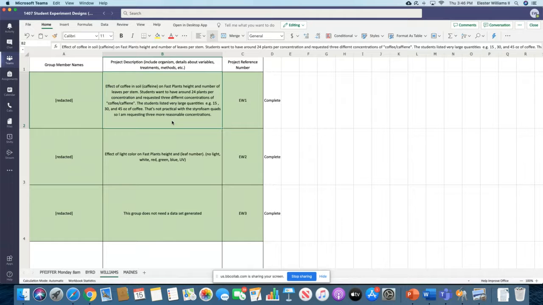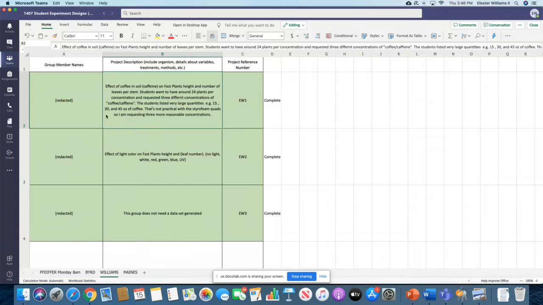Will this work instead? So in this group, they looked at the effect of coffee in soil with the idea that caffeine would have an effect on plants. And what's important to note here is how many total plants they wanted, and then the concentration of caffeine in the soil for each plant.